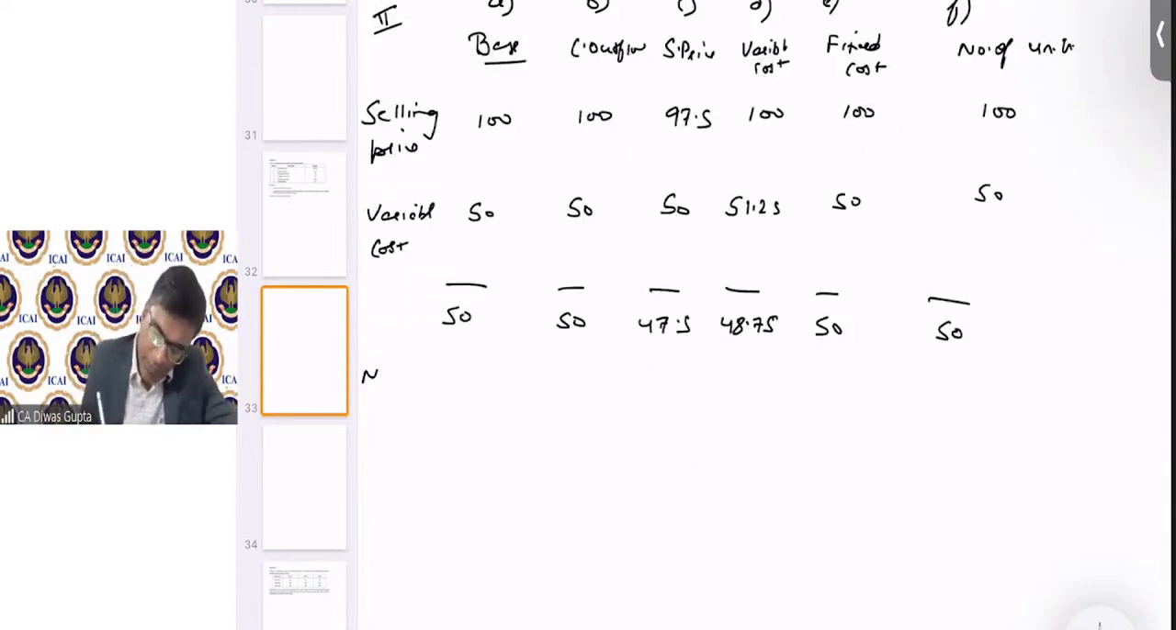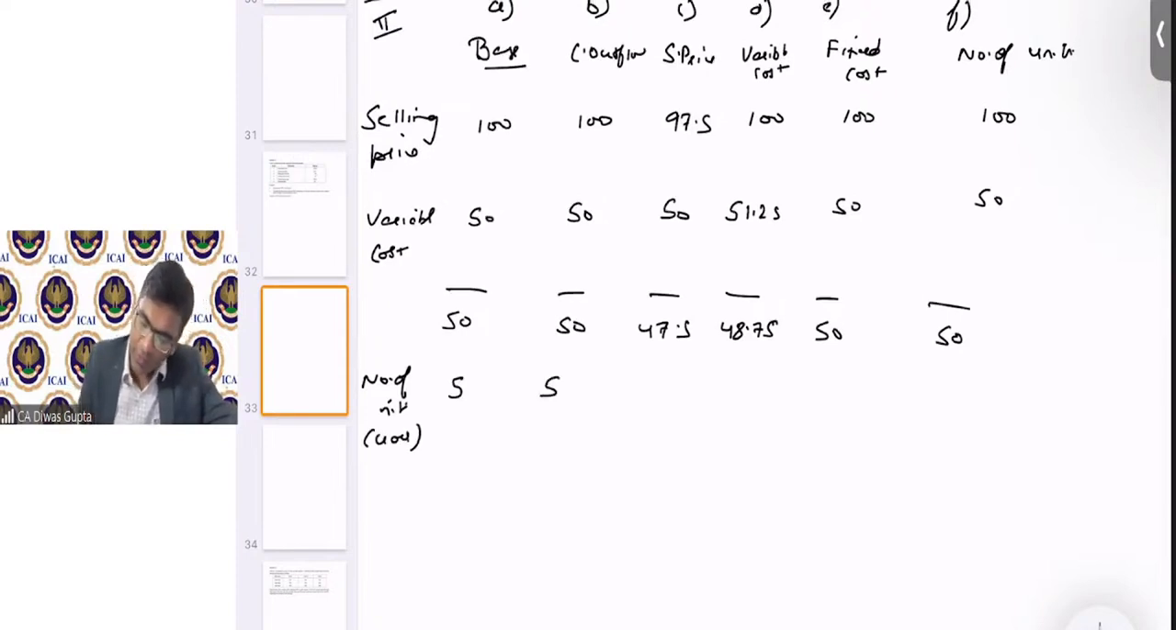Then this will be 50 and this is also 50. Then number of units. In the first case it will remain the same, which is 5 crore, right? This I am writing in crores. Then cash outflow also remains 5 crore, selling price 5 crore, variable cost 5 crore, fixed cost also 5 crore. In the last case, we will reduce it by 2.5%, so it becomes 4.875 crores.